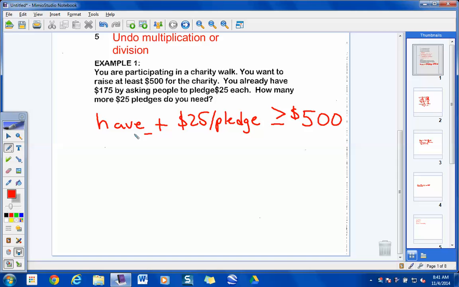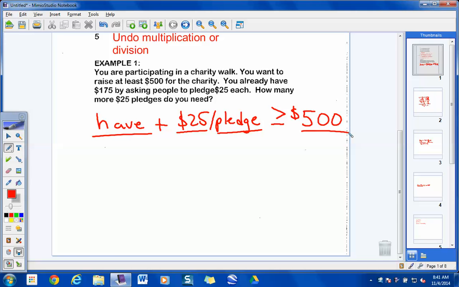We have some money right here. We're going to add some more pledges. We don't know how many, but each pledge is how much? $25. By the time we get all done with this, we want what's on the left here to exceed or be at least $500. Okay?